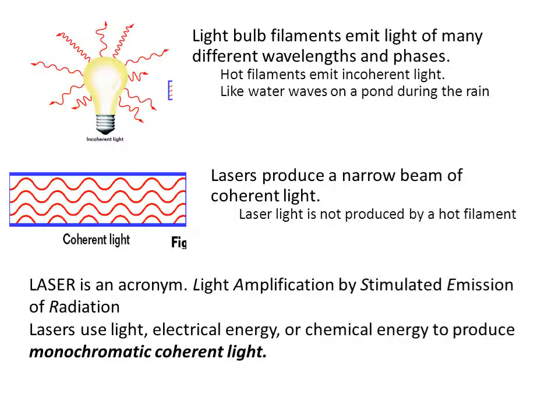Light bulbs emit light of many different wavelengths and thus emit incoherent light. Lasers, on the other hand, produce a narrow beam of coherent light. LASER is an acronym. It stands for Light Amplification by Stimulated Emission of Radiation. Lasers use light, electrical energy, or chemical energy to produce monochromatic, coherent light.